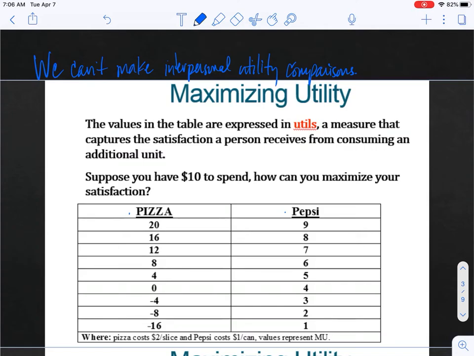Now, if Sue uses a scale and says, well, the first slice of pizza gives me 20 units of happiness, and the second slice of pizza gives me 16, and this third one gives me 12. See, I'm reading down the column here for pizza.